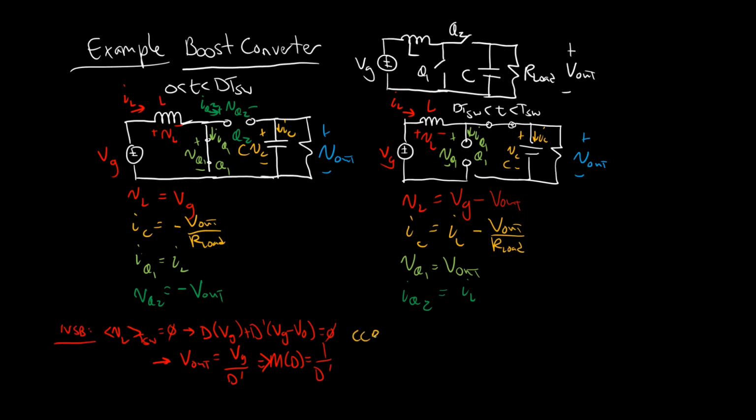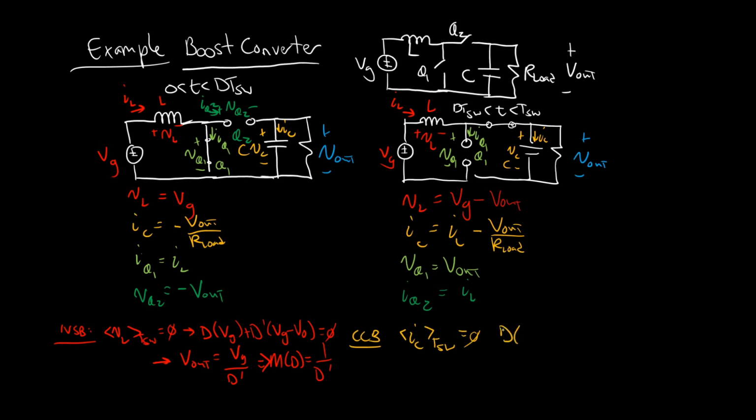Again, I'm going through it quickly because we've gone through this before, and I assume that you understand how to do it. And if not, you can look back at other videos. Great. So the current applied to a capacitor over one switching cycle must be equal to 0. The average current applied to a capacitor over one switching cycle is 0.